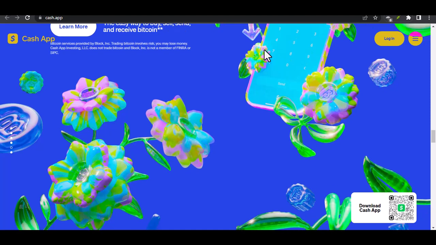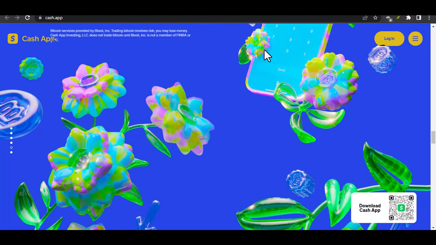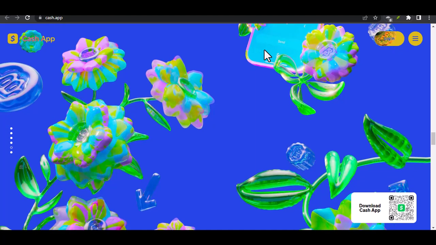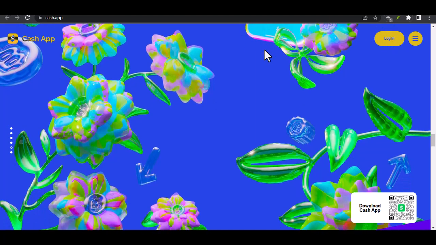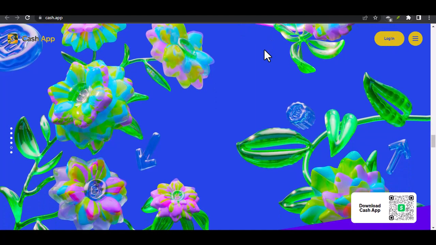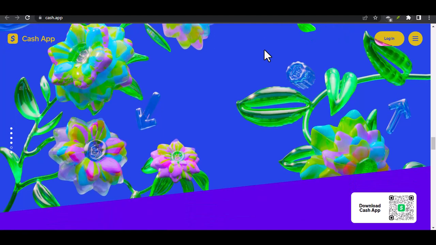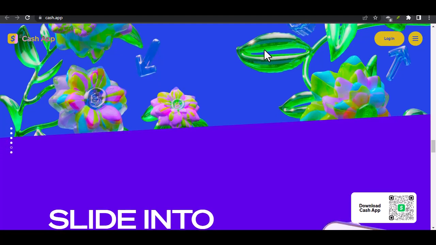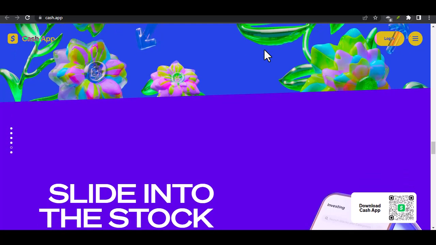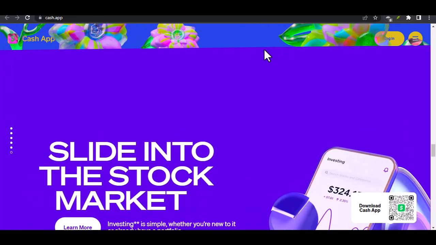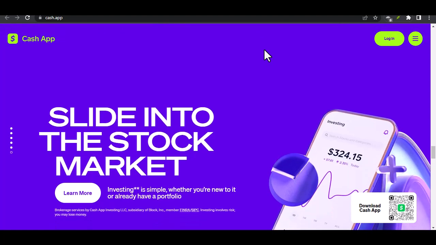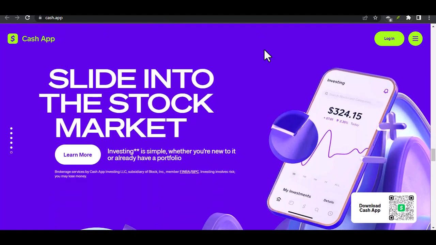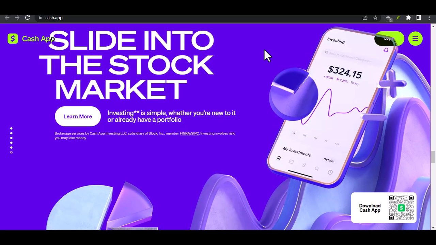Safety first: sending Bitcoin securely. Security is paramount when dealing with any cryptocurrency. Here are some key points to remember when sending Bitcoin with Cash App. Double-check the address: Bitcoin transactions are irreversible. Sending Bitcoin to the wrong address is like throwing money into a digital black hole. Triple-check the recipient's Bitcoin wallet address before hitting send.